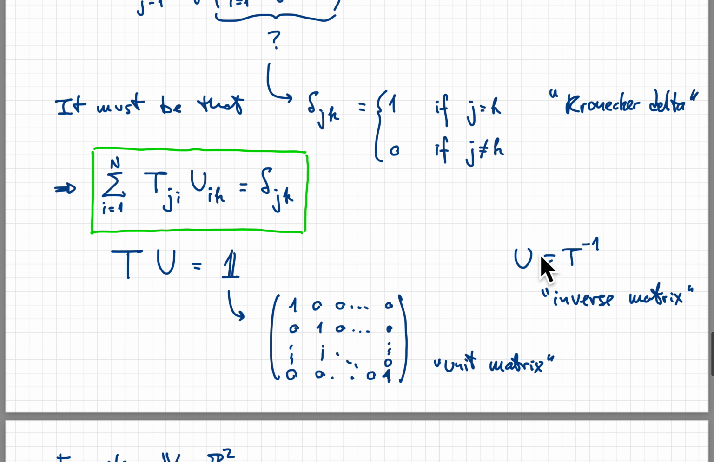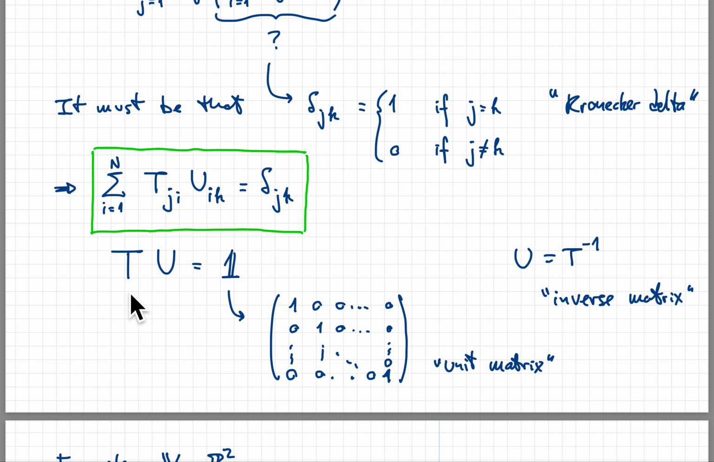And so we write U as T to the minus 1. So that means that U is the inverse of T. It's not true in general that for any matrix there will be an inverse. There are certain conditions that a matrix has to satisfy to have an inverse, that is, to have a matrix that accompanies it such that when you multiply the matrices, you obtain the Kronecker delta, meaning the identity matrix.